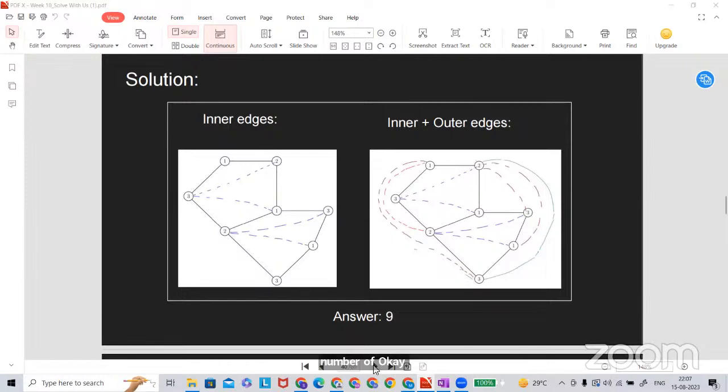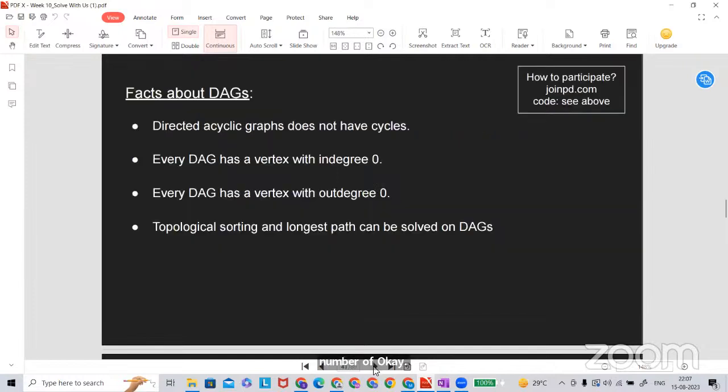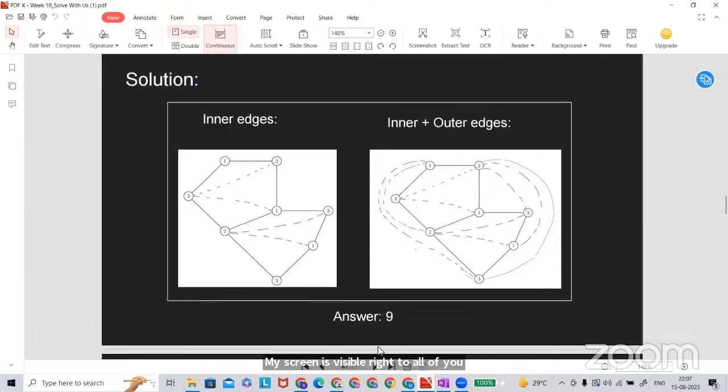So let's do the next problem, which is on the DAG and the topological sorting. My screen is visible, right, to all of you? It is visible. Yes, okay.